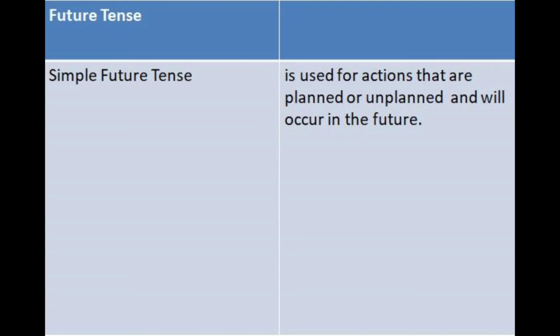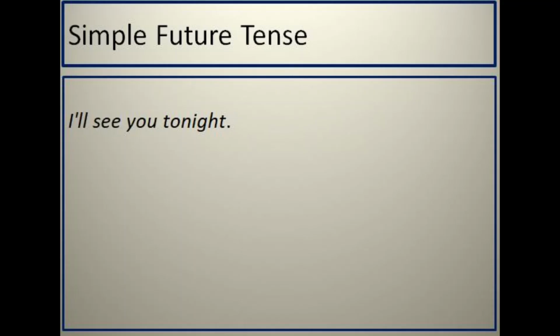Future continuous tense is used for actions you think will or will not be continuing in the future. Something you think will be continuously happening in the future. An example, Roy is not going to be working at the company. You can see we have going to, with a verb in the continuous form, a thought now about the future. That's the idea behind the future continuous tense.